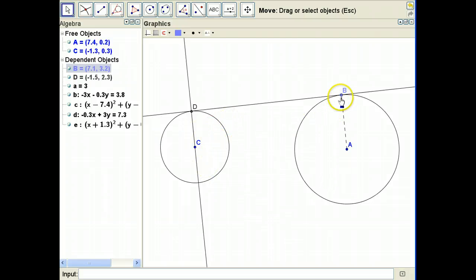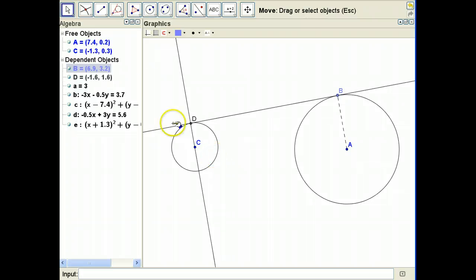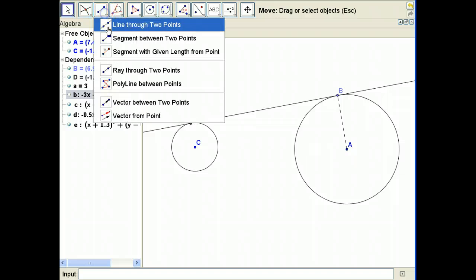Alright, so let's make the second circle a little smaller. And just to clean it up a bit, we'll hide some of these lines. We'll hide the perpendicular line using Control G. And then I'll go ahead and make the radius of the second circle using a line segment tool.